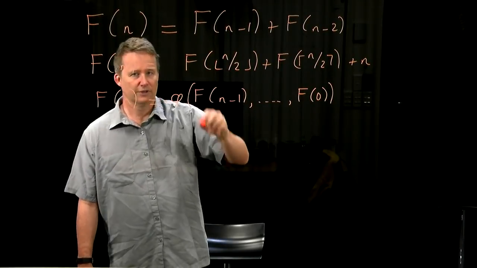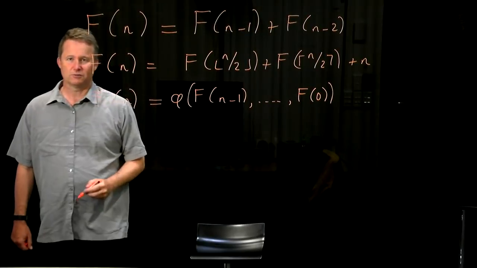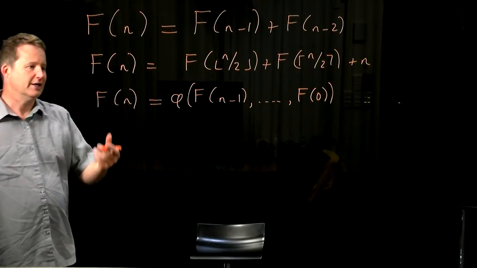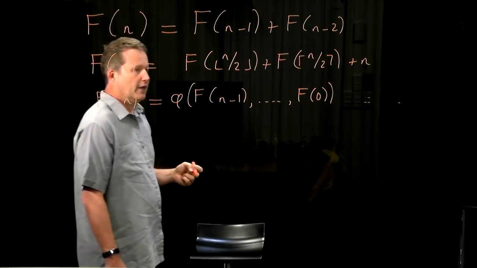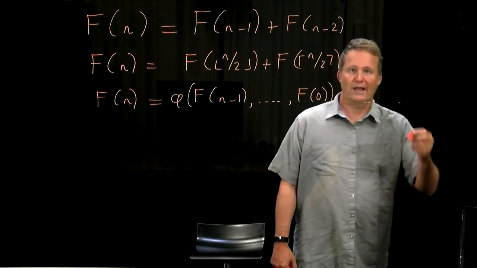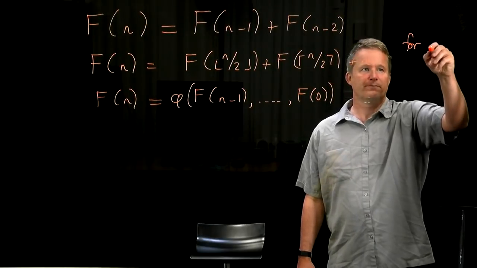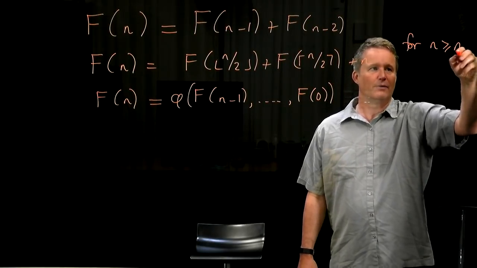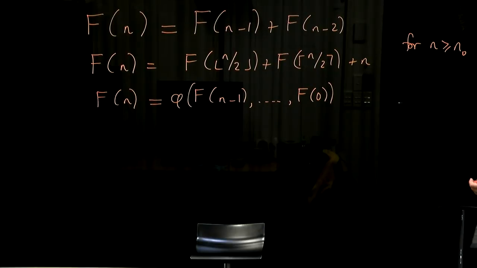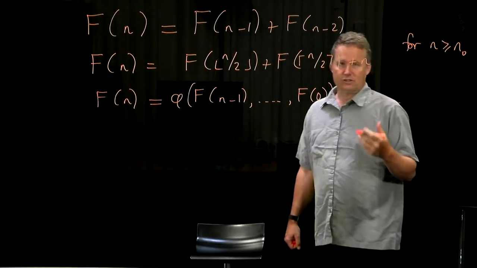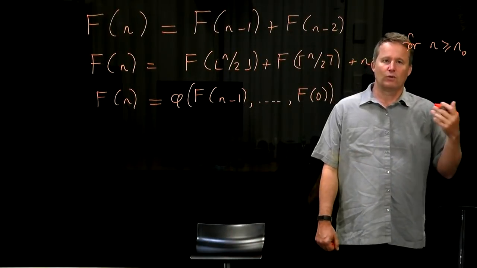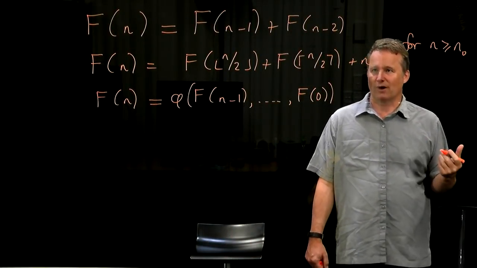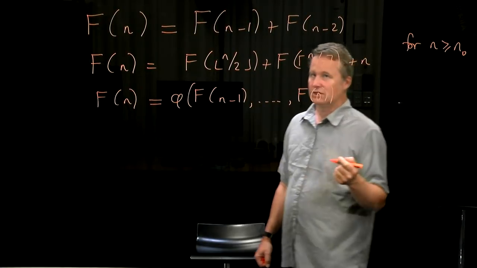some function, in fact, some expression typically in the previous function values. And typically this is not true for all n, but it's true for some n past some point. So there's a threshold, and before that we have to specify the values in some other way. Those are called the initial conditions.